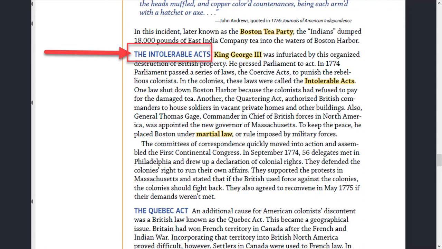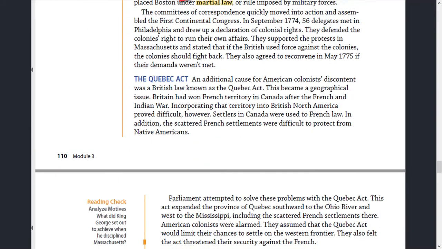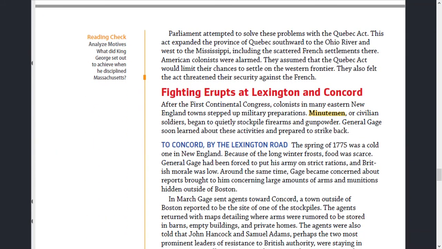So if you're starting to see what I'm talking about, there's an action and a reaction going back and forth. And each time the other side takes it up one more notch. And this time with the Intolerable Acts, you're going to see that the king is going to impose martial law on Boston. And this is going to lead to a lot of very upset people. The next reaction to the Intolerable Acts is the fighting that erupts at Lexington and Concord.